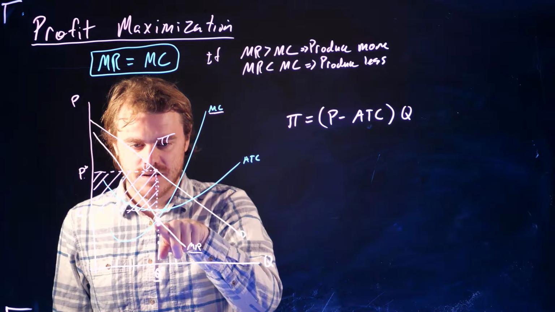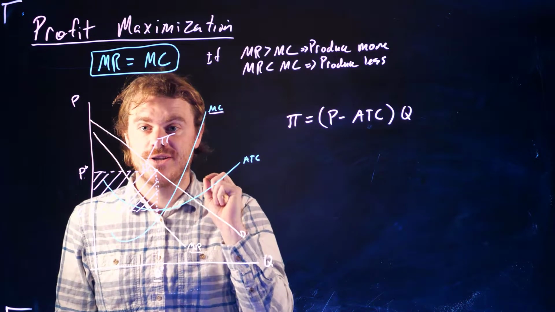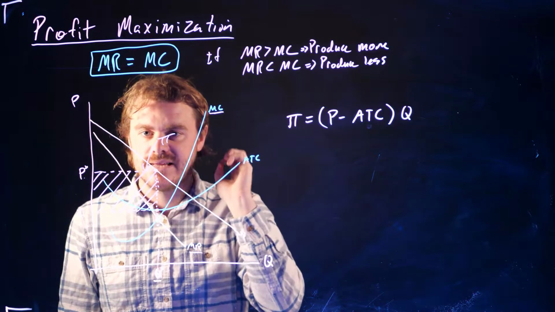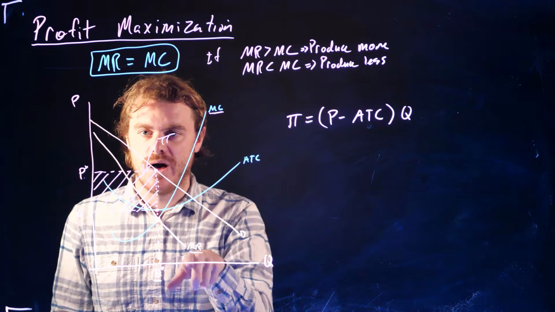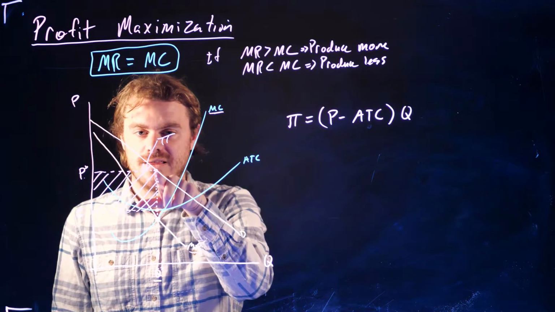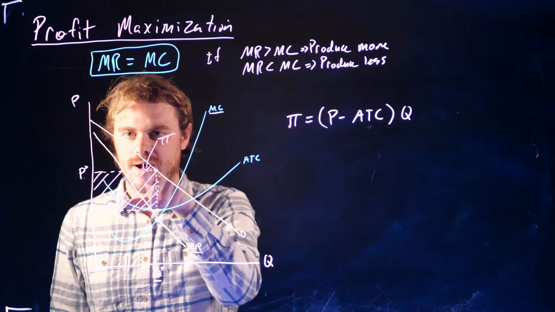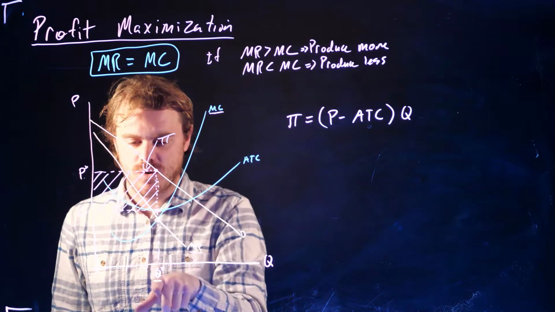They produce right there. Then to figure out how much they're going to charge, they want to know the max they can charge people for this much quantity in this market. Well, that's the height of the demand curve. So that's how they figure out the price. Now we have price and quantity.